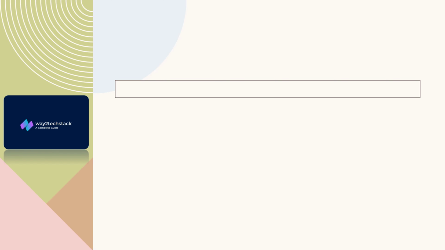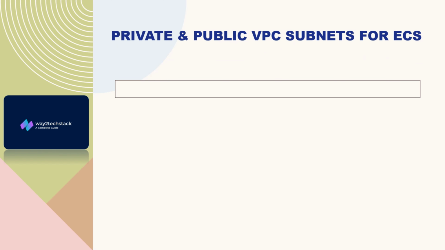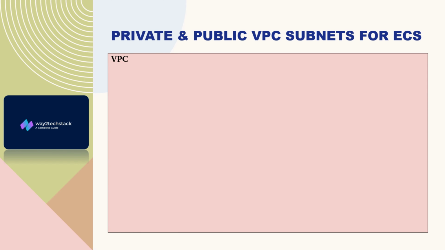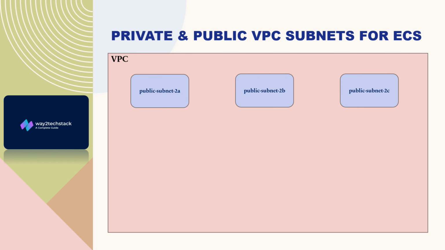Hello everyone. In this session today, let's see how we are going to create a VPC network for an ECS cluster. In this, we are going to use private and public subnets. First of all, you might be creating a VPC network with the CIDR either from class A, class B or class C. And then we have to spin up public subnet.